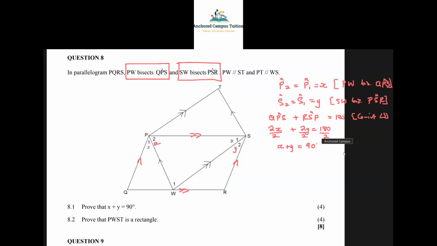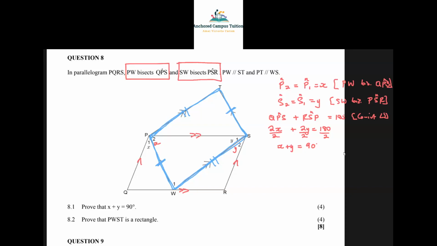And then to prove that PWST is a rectangle, we just need to prove the corner angles are 90 degrees. Because already we know, since this is a parallelogram, the opposite sides are equal. Already this one is equal to that one. All we need to prove is that the corner angle is 90 degrees.